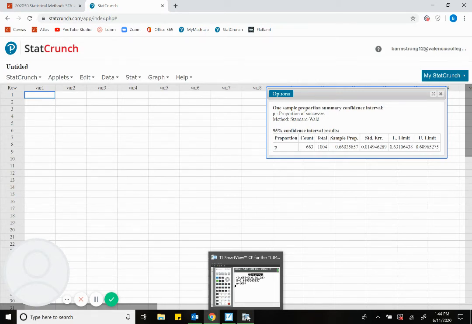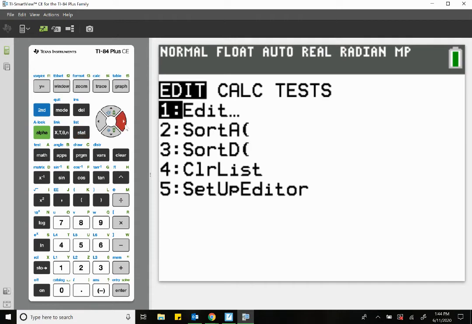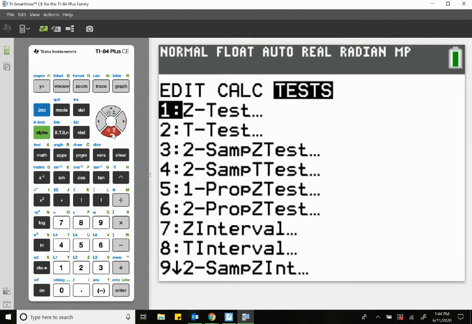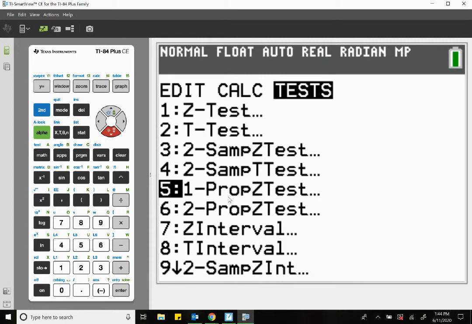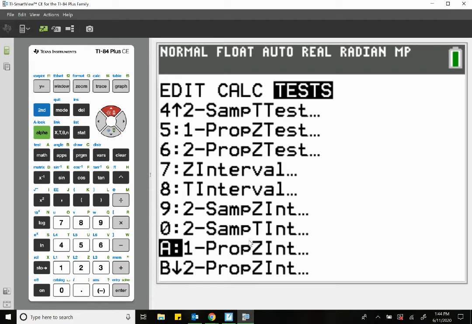There it is. So I did the wrong one. Let's go back and talk about this. It's not a z interval. It is one proportion z test. I knew it had a z in it. I thought it was the interval because of the confidence. No, not test, that's the hypothesis. But it's down below. Here it is, one proportion z interval. I knew there was an interval in it. It's right here. It's A.